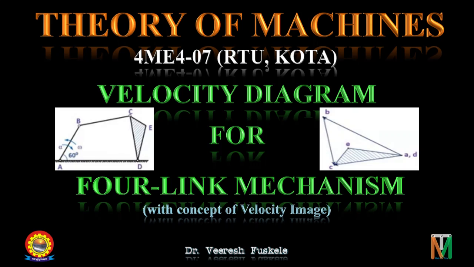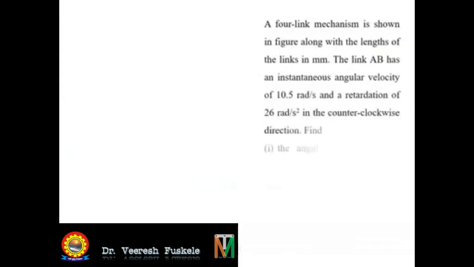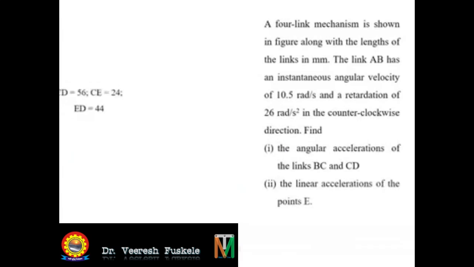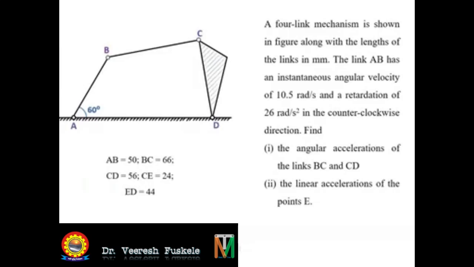So let's proceed. We have taken up an example of a 4-bar link, such that a 4-link mechanism is shown in the figure along with the lengths of the links in millimeters. The link AB has an instantaneous angular velocity of 10.5 radians per second and a retardation of 26 radians per second squared in the counterclockwise direction. So we have to find the angular accelerations of the links BC and CD and the linear acceleration of the point E.